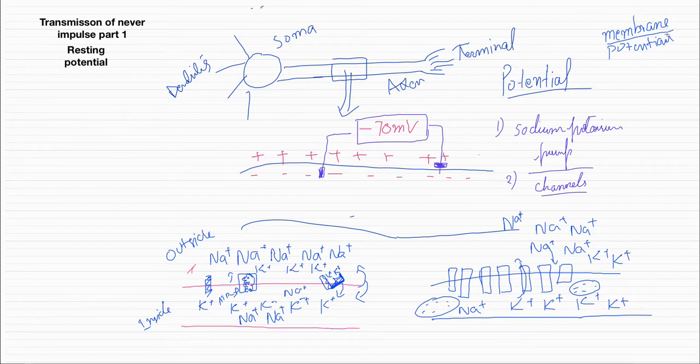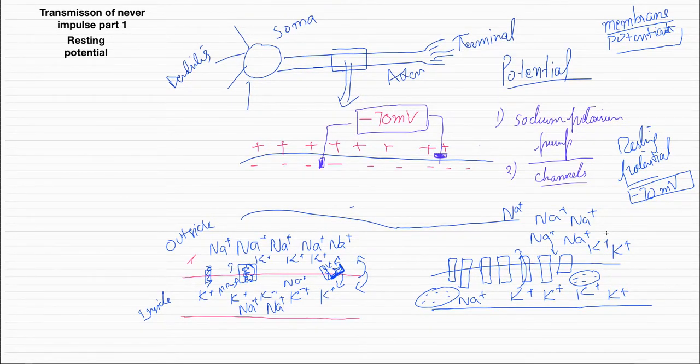And when a neuron is not being addressed, at that time the difference between electrical charges, the potential energy, is said to be the resting potential. The resting potential of a resting neuron is minus 70 millivolts. This is the electropotential difference across the neuron.